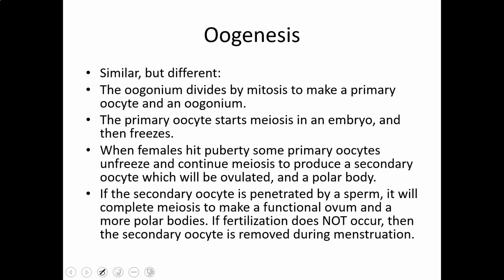So once we hit puberty, one of the eggs and one of the follicles in one of the ovaries every month is chosen to go ahead and continue the process of development.